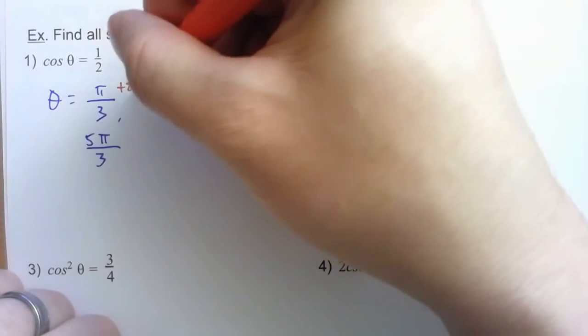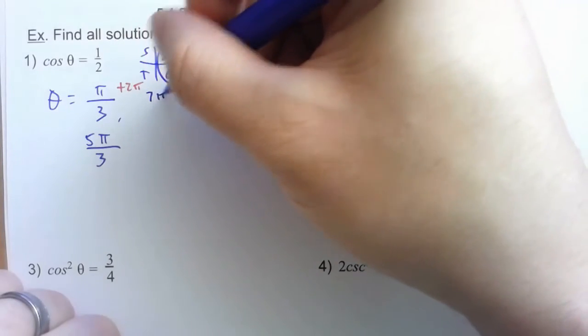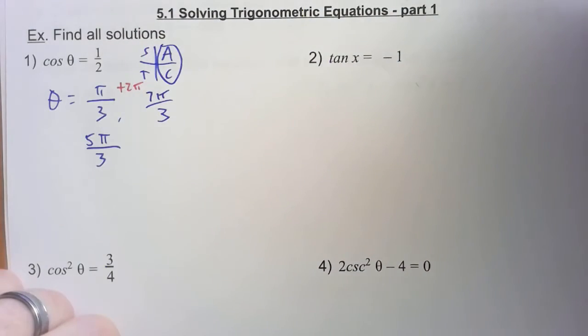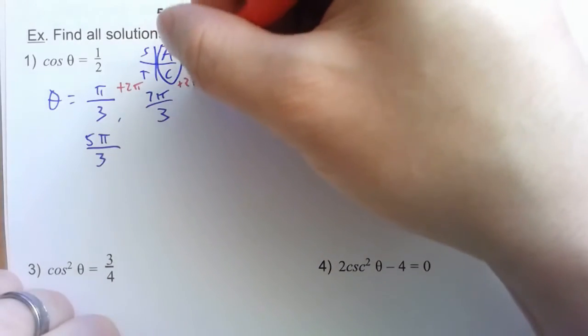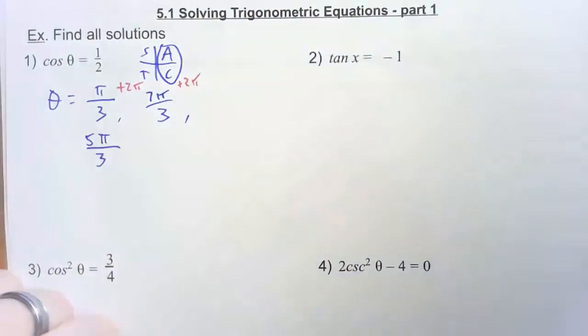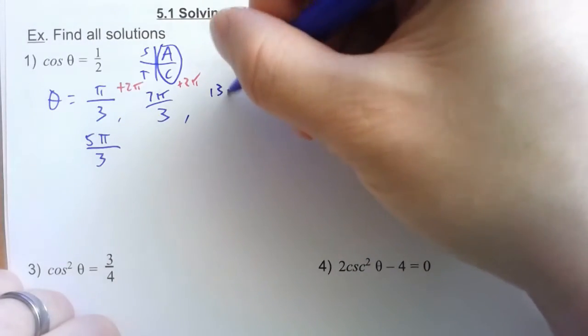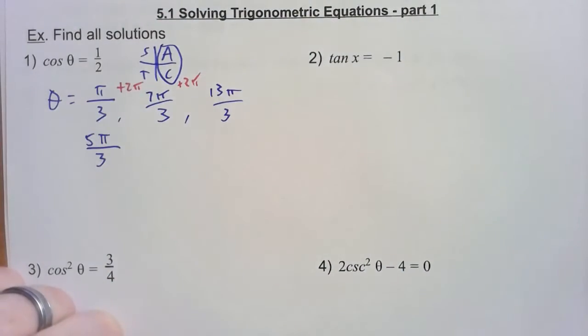So I could add 2 pi, and add a full circle. If I add 2 pi, that would be 6 pi over 3, and that means we get 7 pi over 3. Would be another one. I could add 2 pi again, add 6 pi over 3. Again, common denominators, 2 pi is the same thing as 6 pi over 3. I could get 13 pi over 3. And I could keep doing that forever, right?